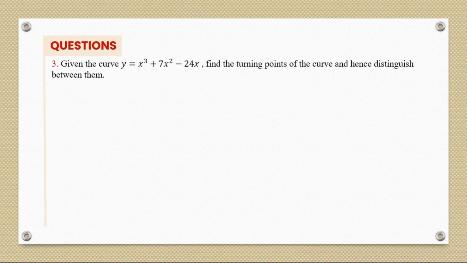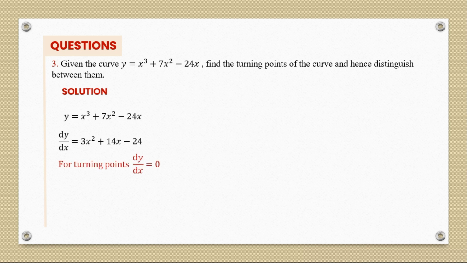Let's look at the next question. Question 3. Given the curve y equals x cubed plus 7x squared minus 24x, find the turning points of the curve and hence distinguish between them. So this is the curve again. Differentiate it and we have 3x squared plus 14x minus 24.